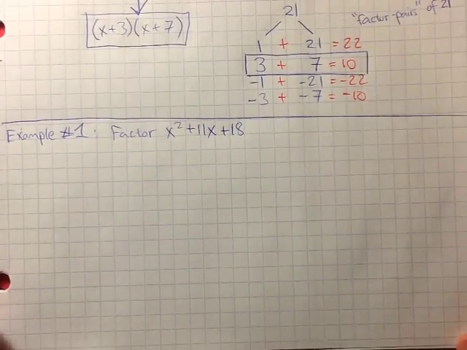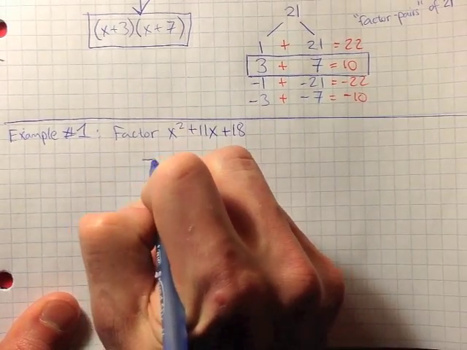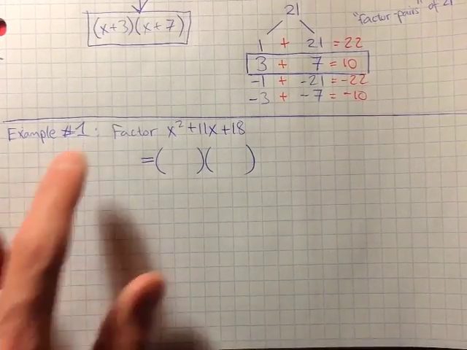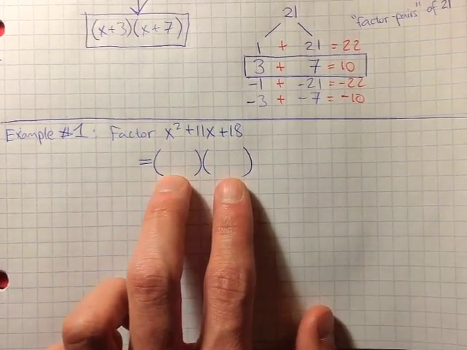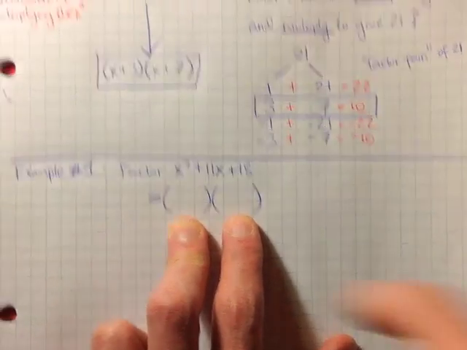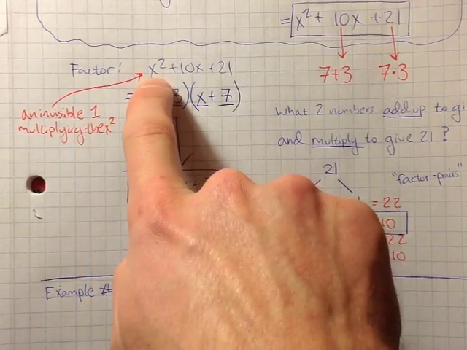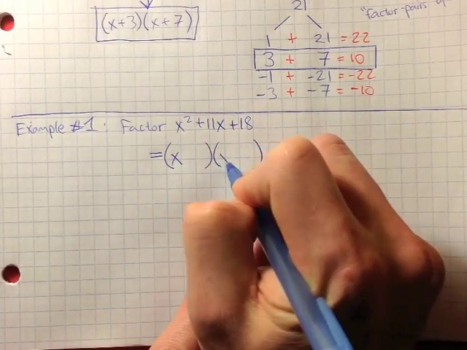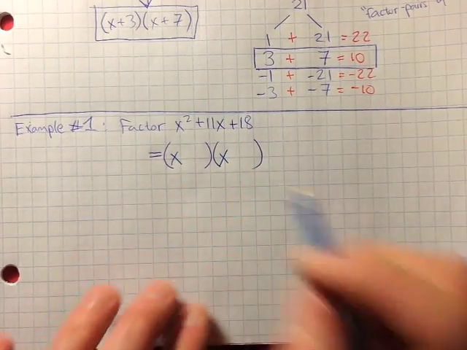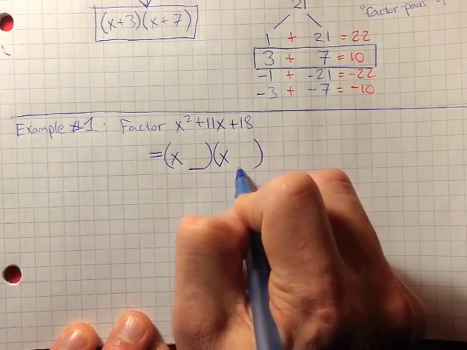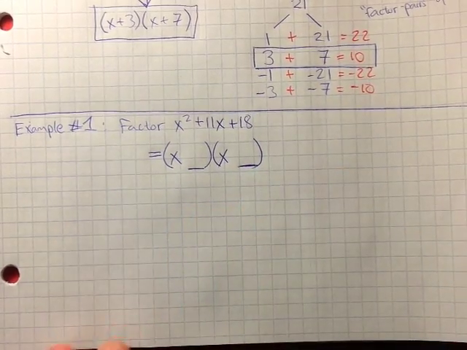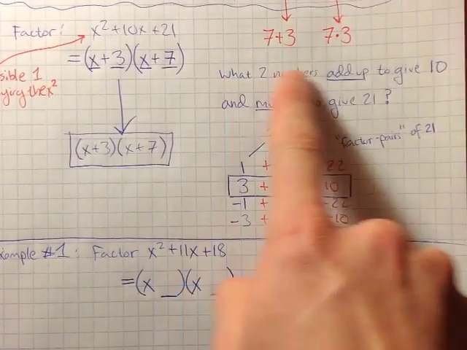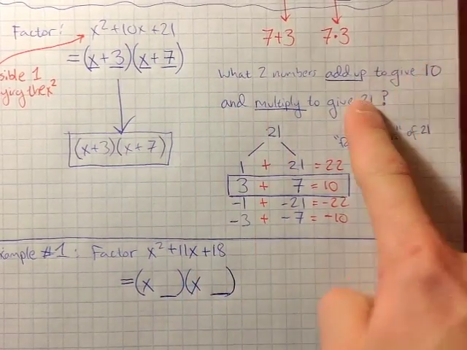Now again, immediately you should know to write down equals, in parentheses, what? The result of factoring that expression will be two binomials multiplied together. Because I have an invisible one multiplying the x squared, I know that there's going to be an x here and an x here. So all I need to do is figure out what goes in this blank and that blank. Now, remember, in order to figure out those two numbers, we need to ask ourselves this question up here, except the numbers are different.